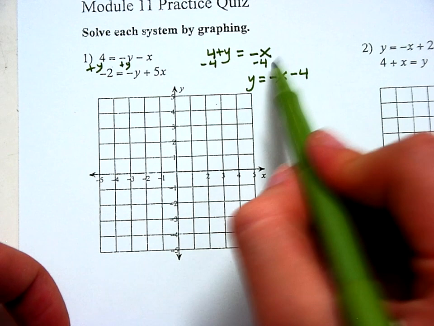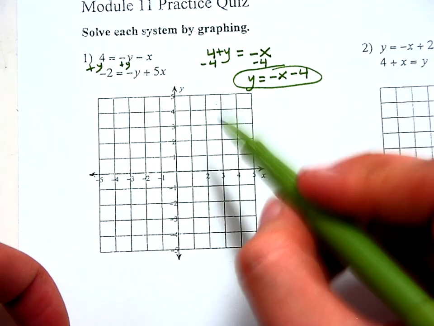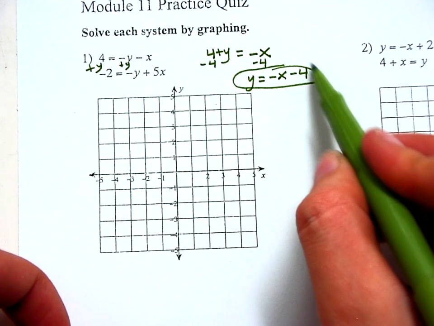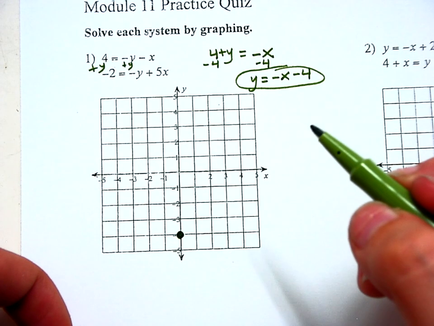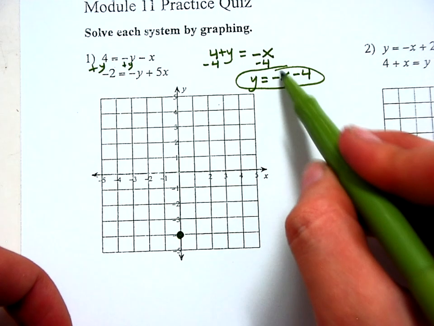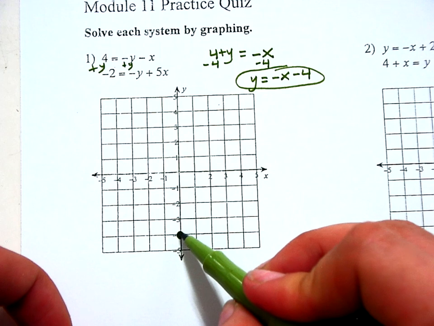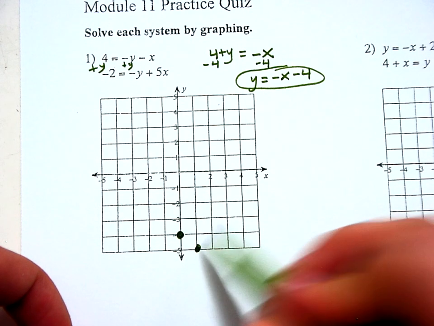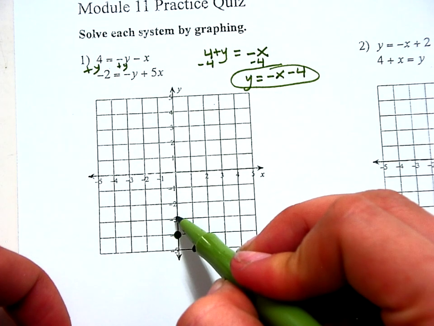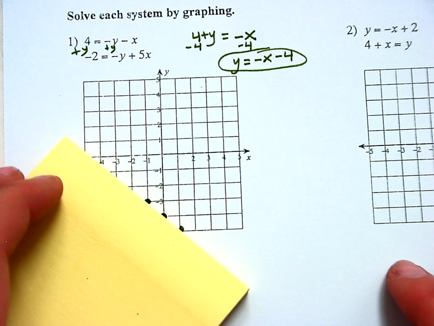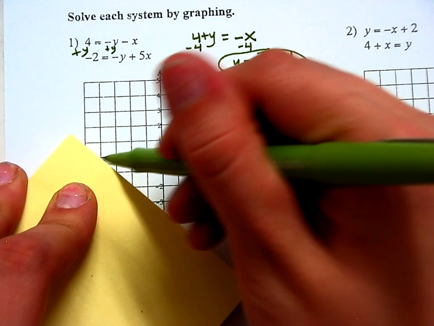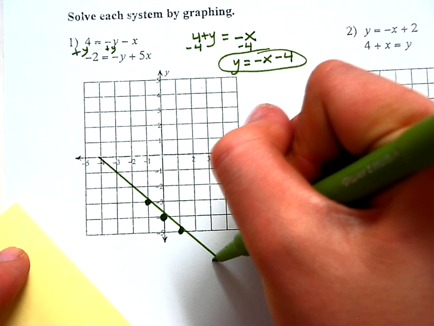Now this is my first equation that I'm going to graph. So I'm going to go onto my graph and I'm going to plot negative 4, that's my y-intercept, and my slope is negative 1, that's right here, negative 1. So that's going to be down 1 to the right 1, or you can move up 1 to the left 1, okay? I'm going to go in with a straight edge so that I make sure this is really straight, and I've got my first line.